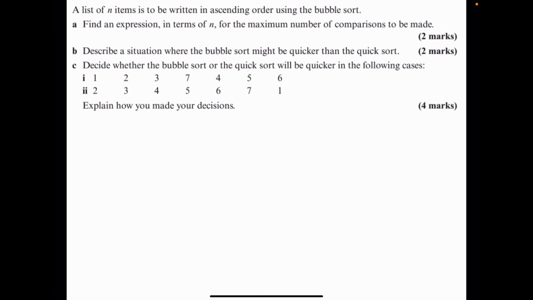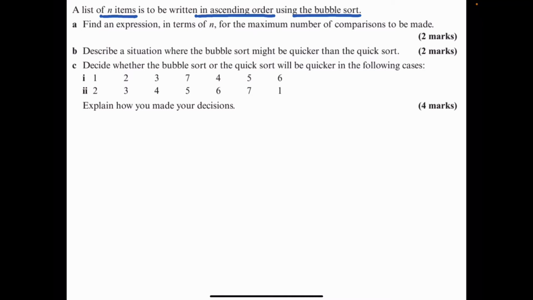So you can check this example now. If you look at it, you have n items to be written in ascending order using the bubble sort, okay? And you need to find the expression for the maximum number of comparisons to be made. So imagine that you would have a list that is written from the maximum to minimum, in the descending order. And if you want to write it in the ascending order, that means the number of the swaps that you have to make is the largest one in each pass.